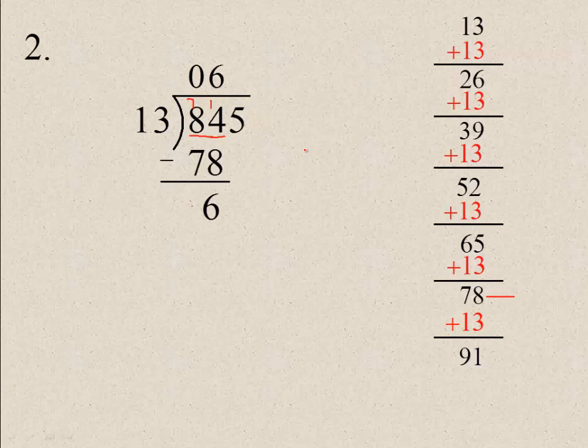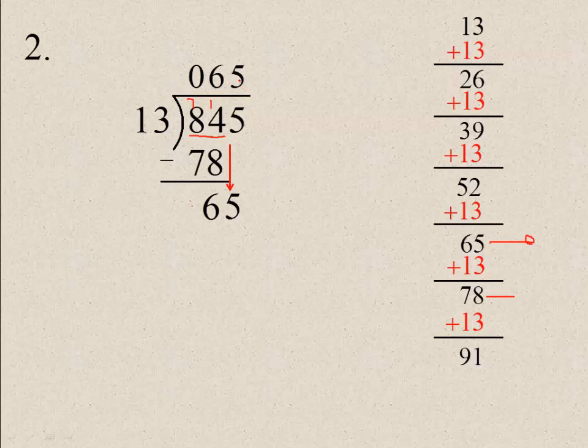Once I finished subtracting, I bring down the next digit. And in this case, I bring down the 5. Then the whole procedure repeats itself. Can 13 go into 65? Yes, it can. Do I see a 65 or the closest number to 65? In this case, I see the 65, yeah. So 13 can go into 65 1, 2, 3, 4, 5 times. And I put 5 on the top.